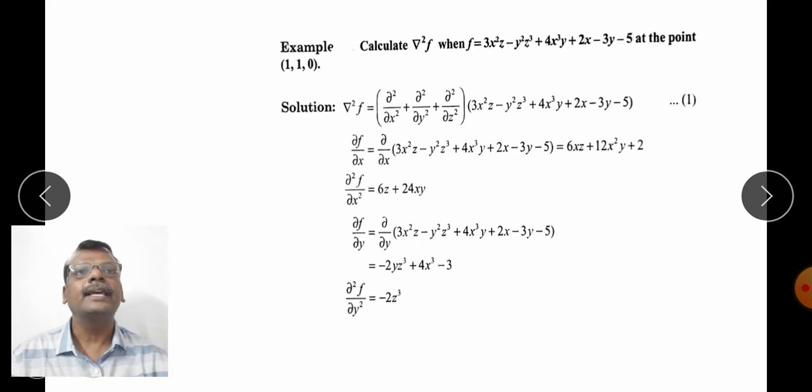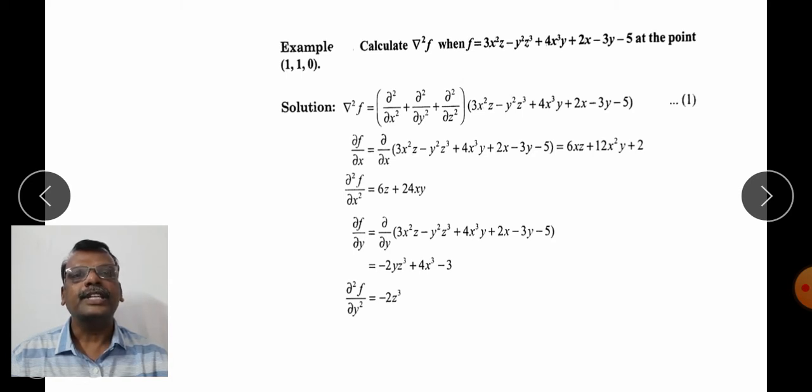F means here 3x square z minus y square z cubed plus 4x cubed y plus 2x minus 3y minus 5. Now differentiating partially with respect to x, the derivative of x square is 2x, 2 into 3 is 6xz, plus 12x square y plus 2. Now again differentiating partially with respect to x, dou square f by dou x square is equal to 6z plus 24xy.